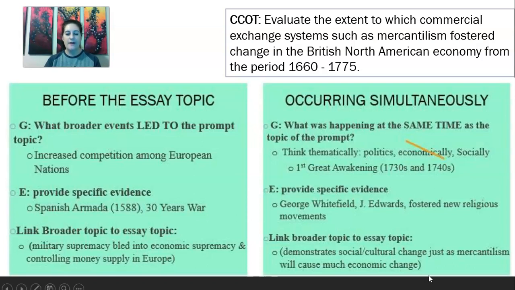So I have provided specific evidence with two famous preachers, Jonathan Edwards and George Whitefield, and they foster new religious movements such as the Baptists and the Methodists. And my link down here, I'm just kind of brainstorming, it demonstrates a social cultural change that's going to affect the colonies, just as mercantilism, in my thesis, I would argue that mercantilism will cause much economic change in the colonies as well. So those are two ways to think about contextualization.